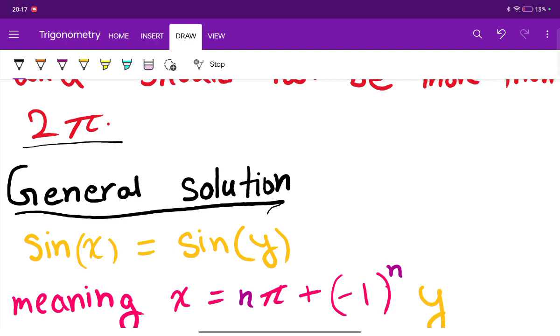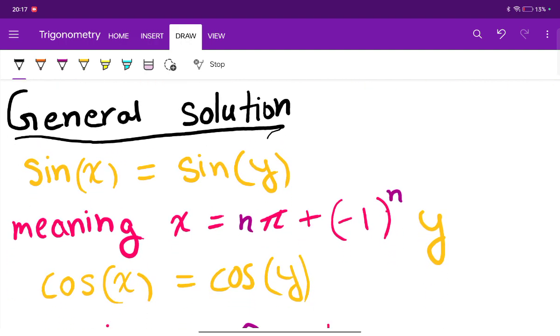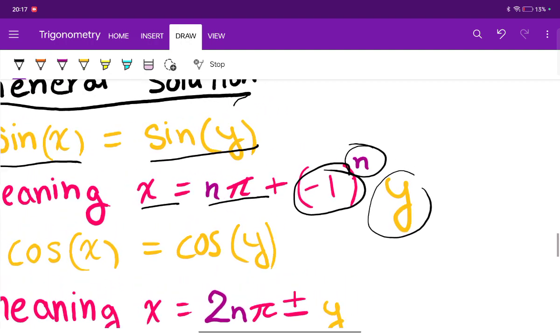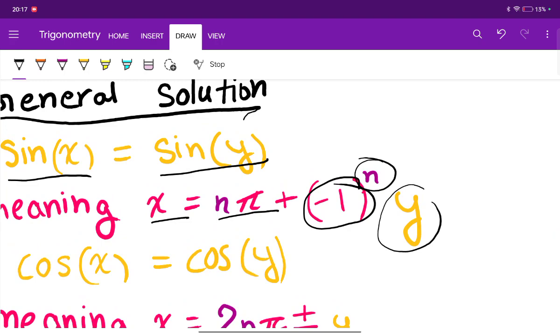General solution: if sin x is equal to sin y, this implies x is equal to nπ plus minus (−1) to the power n times y. So if y was anything, it could come here, and as we all know, n could be any number like 5, 9, minus 1, 0.